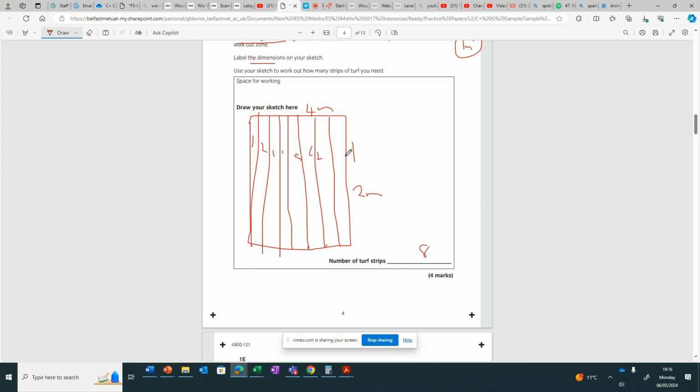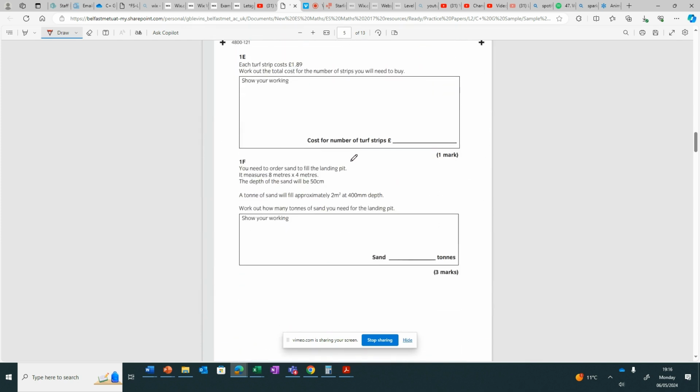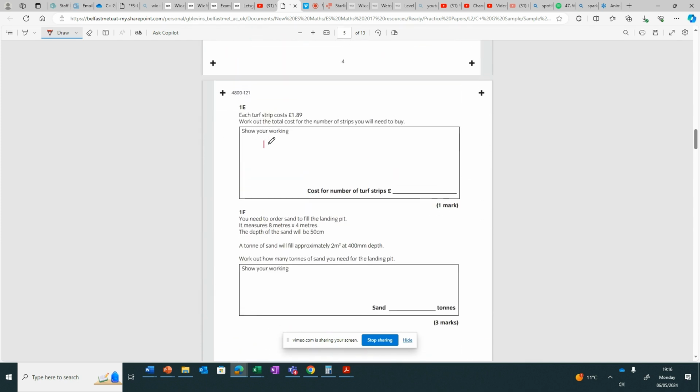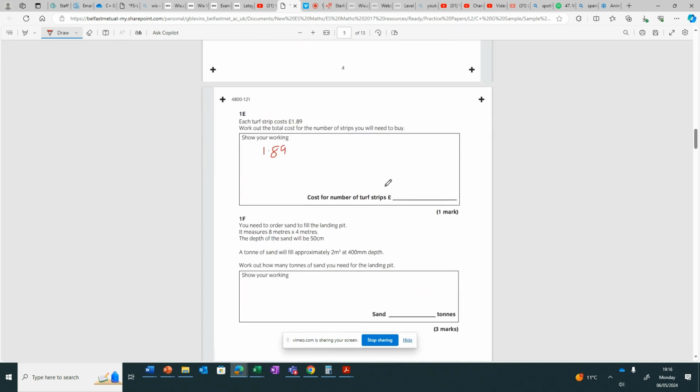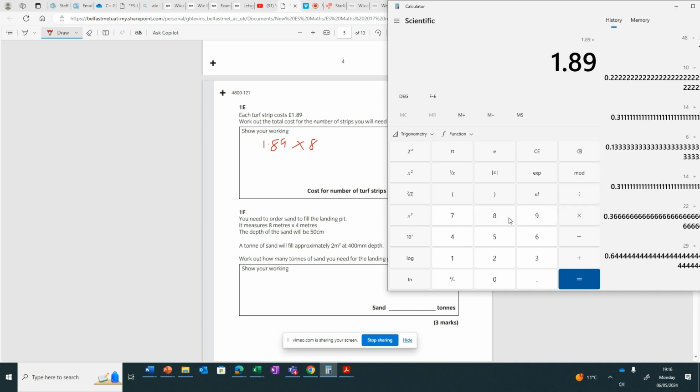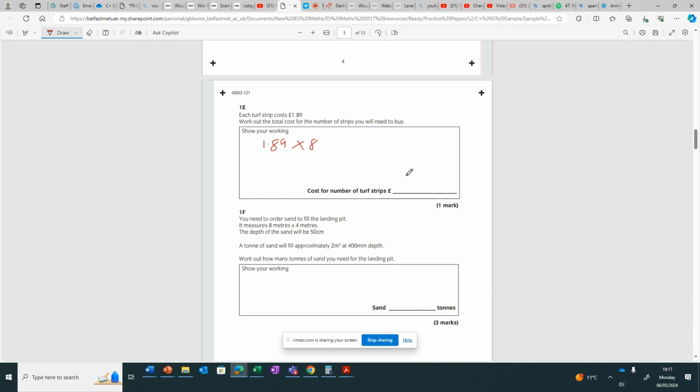Each strip costs £1.89. Work out the total cost. Well, total cost means to add up. We can add up 8 times because there's 8 strips, or we can multiply it by 8, which is a quick way of adding up. So we'll take a calculator, we're allowed one in the exam, and we multiply £1.89 by 8, and we get £15 and 12 pence.